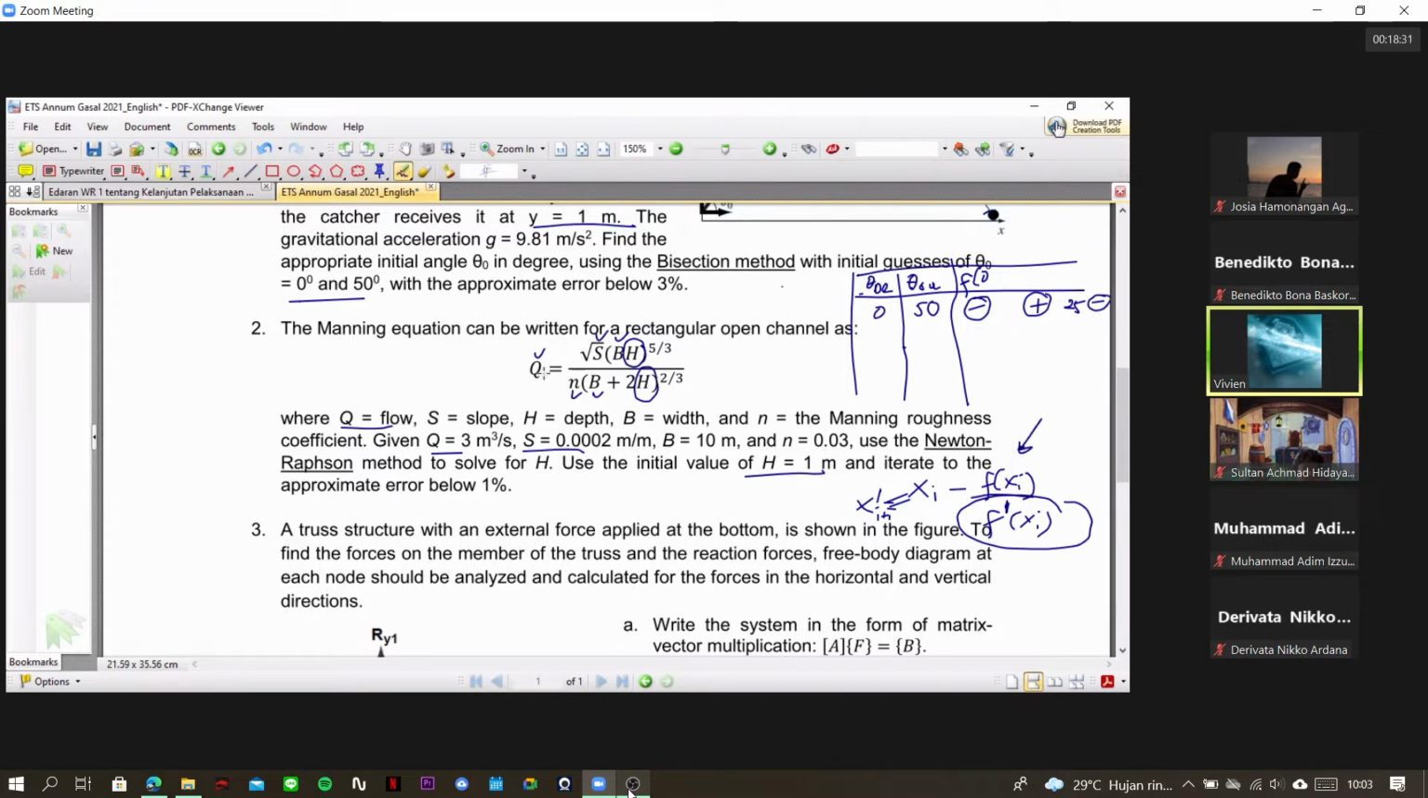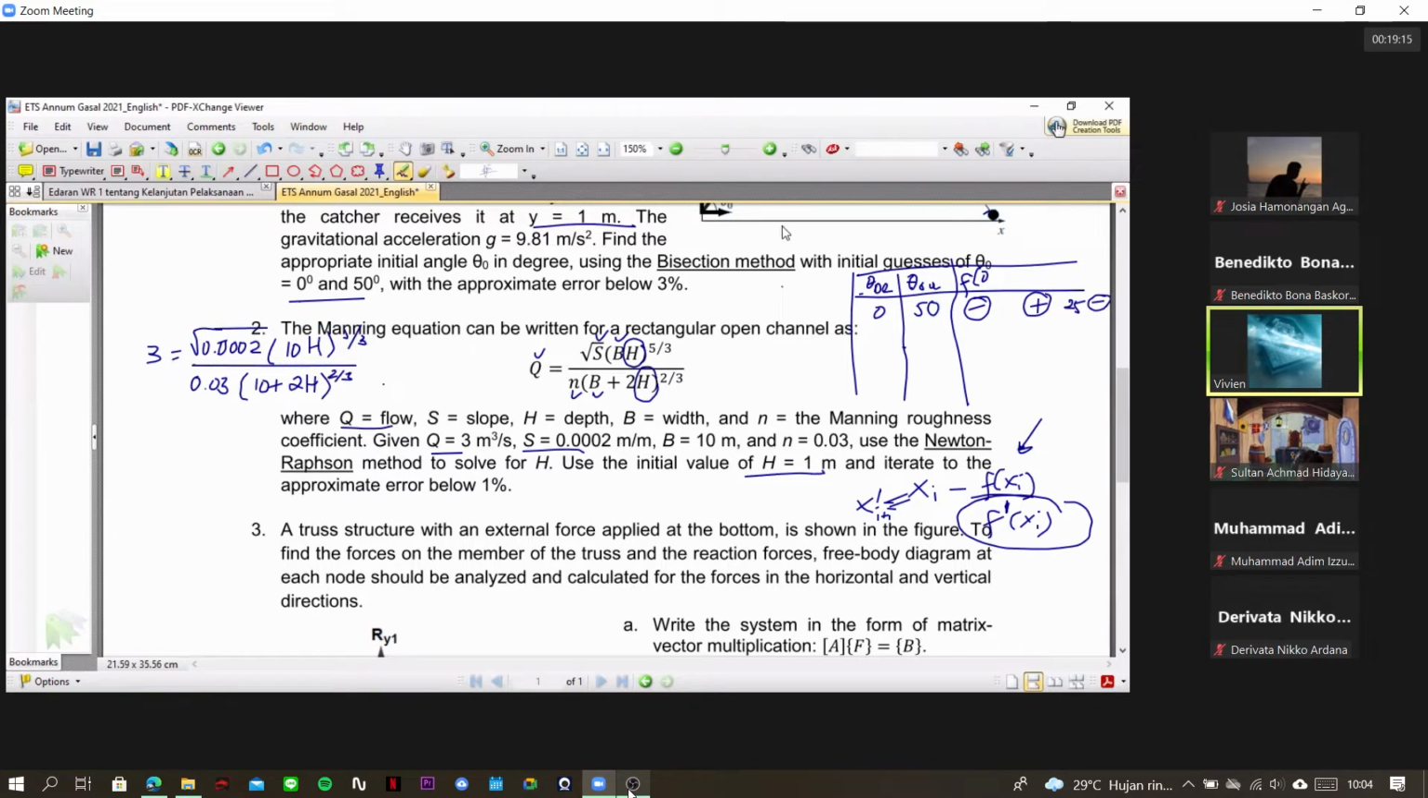So how to get the function? Say we insert that in the equation. So I have Q, and then we have the square root of S. For example, this is the value. And we have P, P is 10. So I will write it down. That will be 10 times H to the power of 5 over 3, and then this is divided by N, so the N value is 0.03. And then we have the P value, the width, which is 10, plus 2H, close bracket, to the power of 2 over 3.